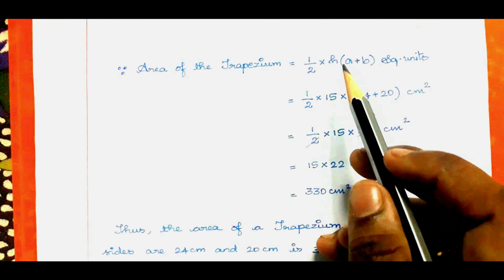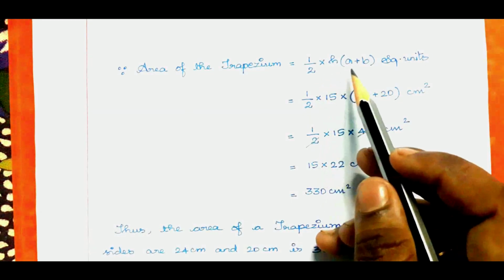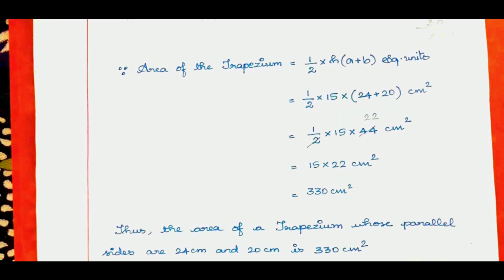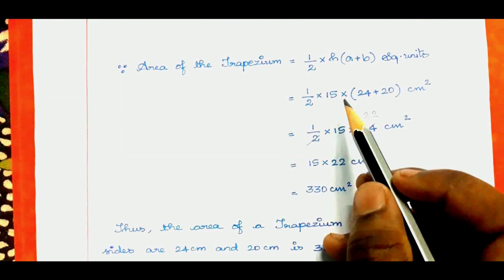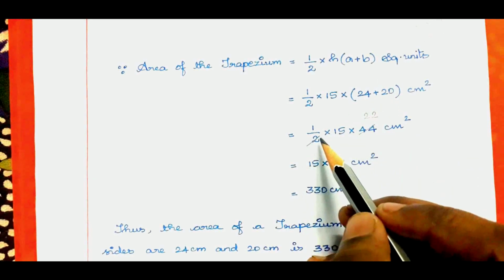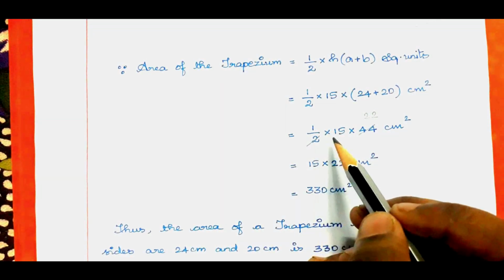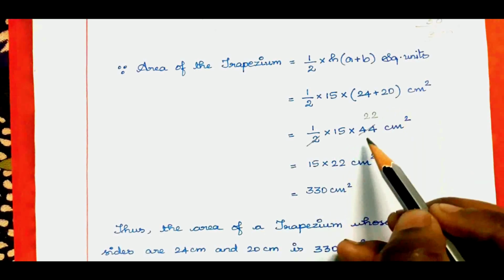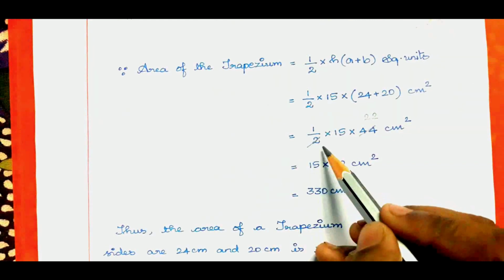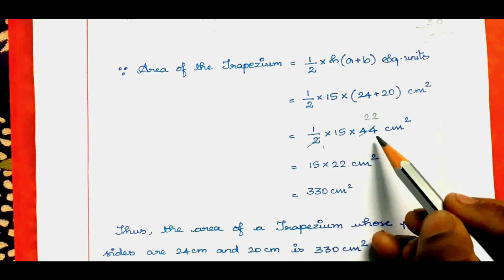Area of the trapezium is half into h into A plus B square units. Substitute all the values in the respective places. 1 by 2 into h 15 and A 24, B 20. So again 1 by 2 into 15, 24 plus 20 is 44 centimeter square. Now simplify, 1 2 is 2, 22 2s are 44.